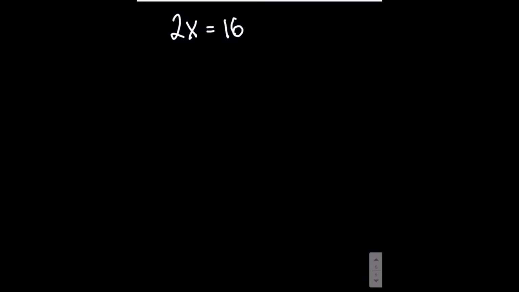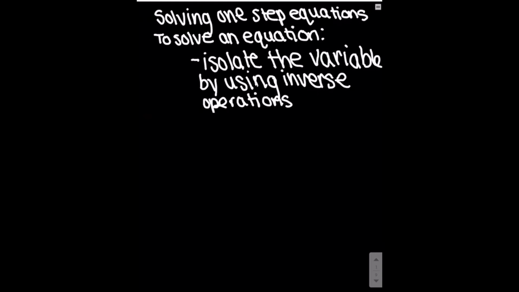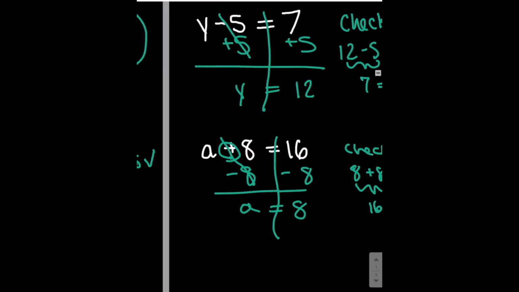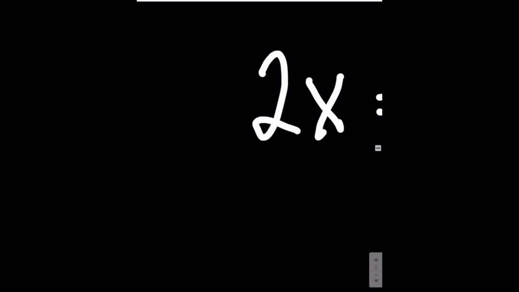So what we're going to be doing right over here is, what's the opposite of multiplying? So we use inverse operations. What that meant was addition and subtraction are inverses, and multiplication and division are inverses. So right now for multiplying, I'll make a note to the side.